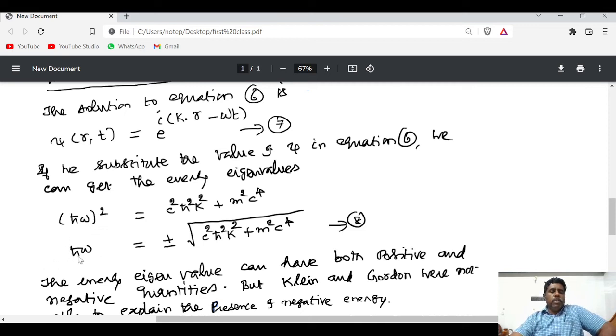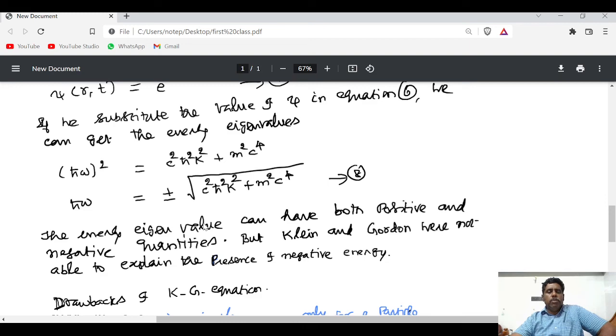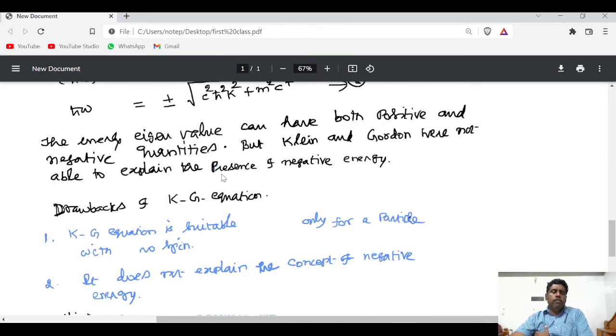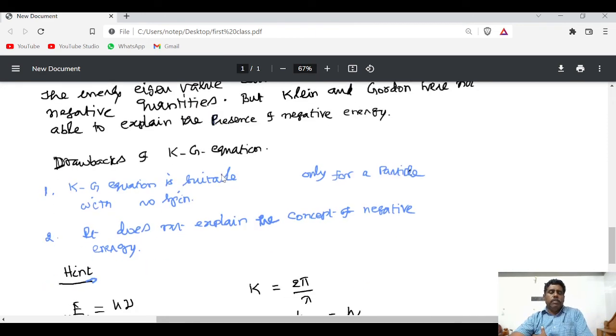If you want to calculate h cross omega, then h cross omega equal to plus or minus root of c square h cross square k square plus m square c power 4, which means that the energy eigenvalue can have positive and negative values. But Klein and Gordon were not able to provide a proper explanation for the occurrence of the negative energy state, which is a major drawback of this equation. Furthermore, the KG equation is not suitable for a particle with spin. It deals with spin-free particles like mesons.